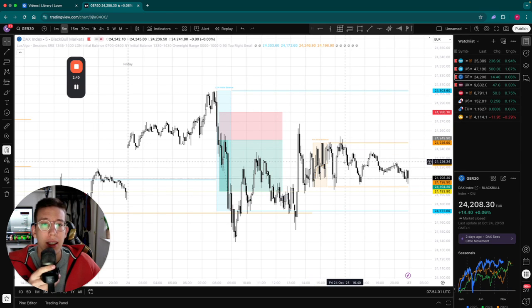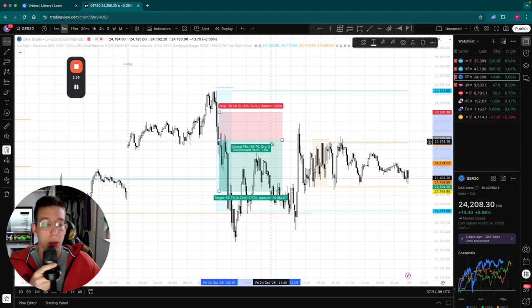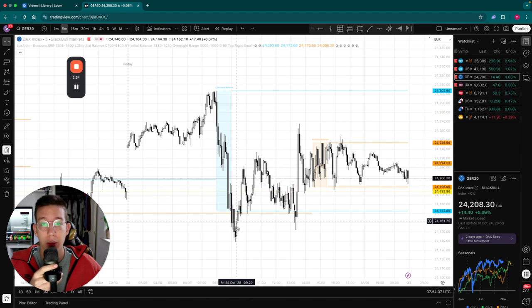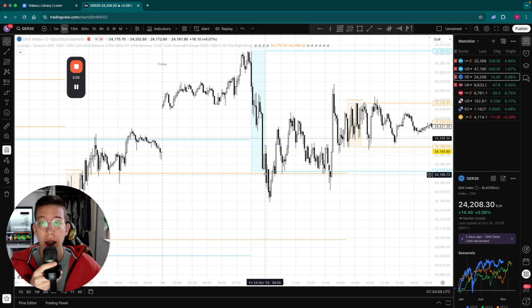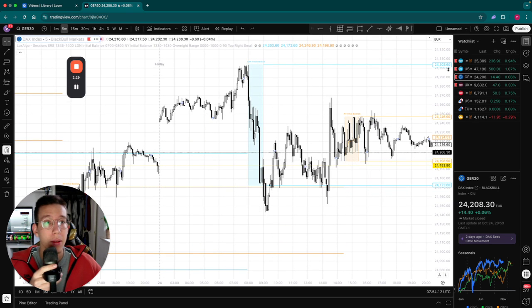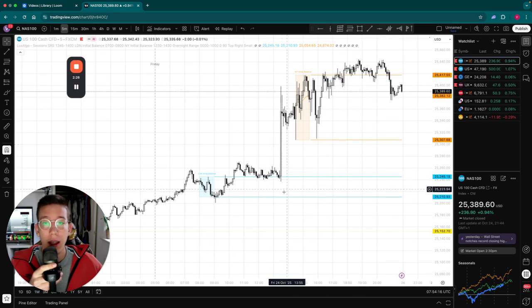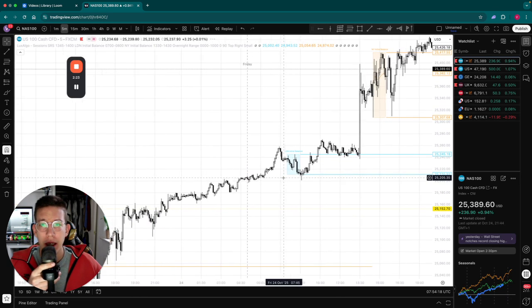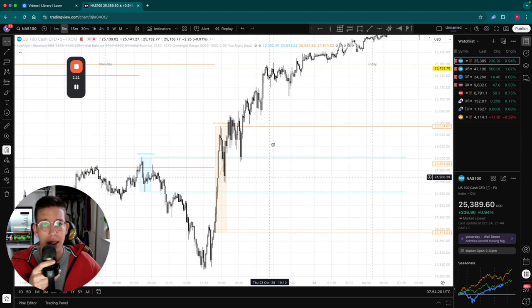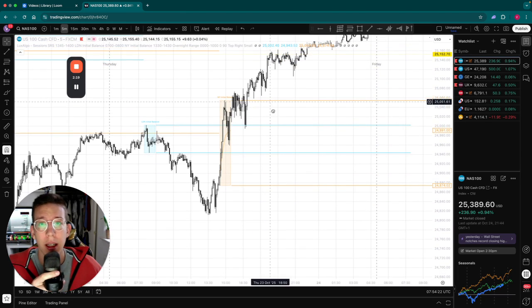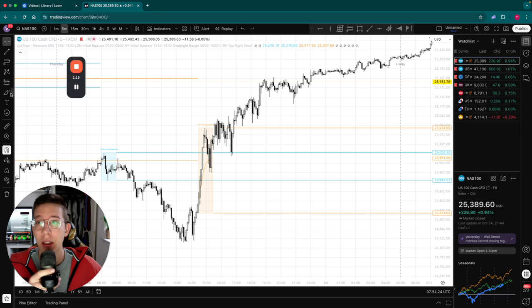As you see, the New York session initial balance didn't really produce much. You could also play the initial balance breakout, targeting some levels, which I'll show you on New York. Didn't really have much movement here. I wouldn't recommend trading the London initial balance, but you can see New York initial balance. A lot of times this can work out as a breakout.